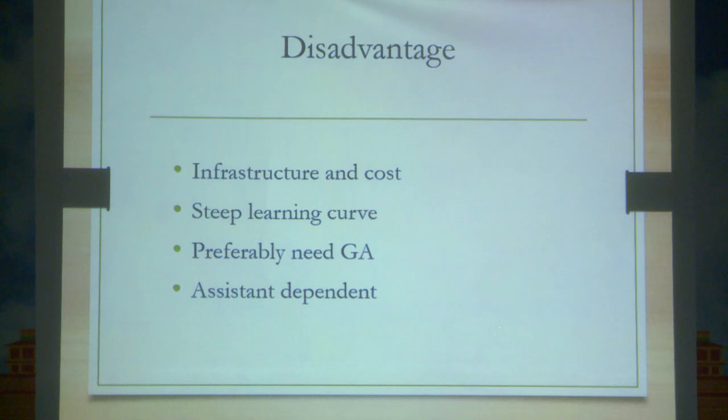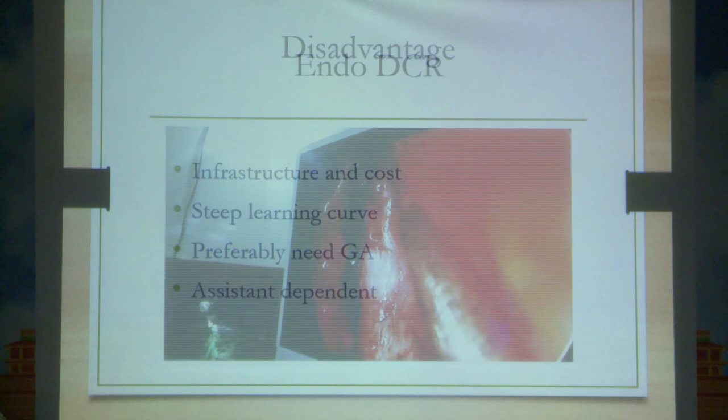But what are the disadvantages with the endonasal or endoscopic approach? Infrastructural costs, a steep learning curve, and preference for GA. That's one of the biggest problems in our country. It should be done under GA. Most of the time, it's very, very difficult to perform under LA. And it is assistant dependent. Either we need a good monitor, or the assistant should be a little more experienced than in external DCR.